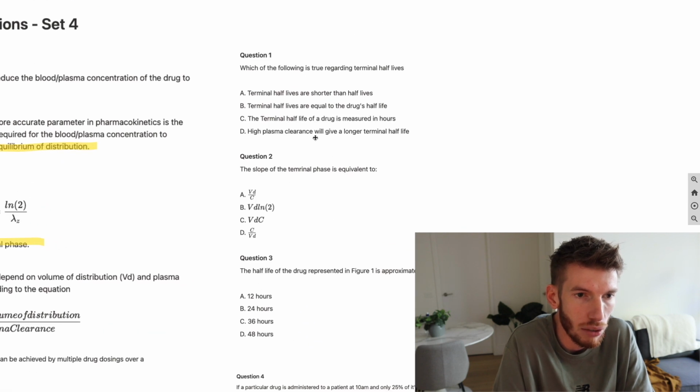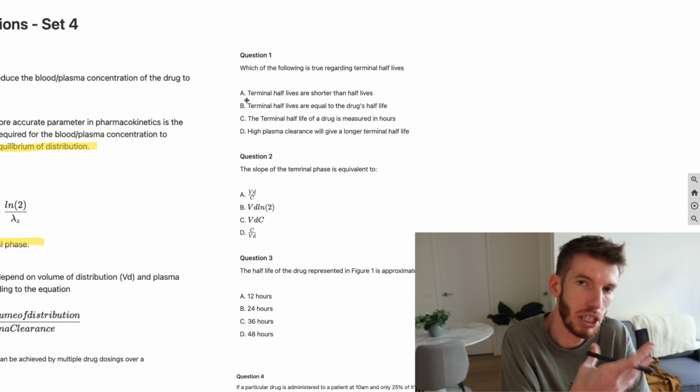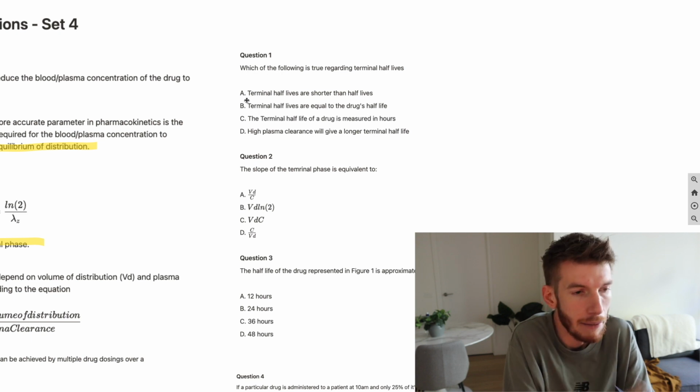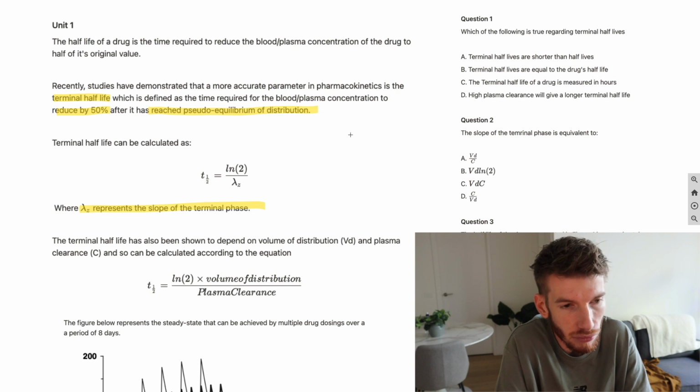So if we go to the questions now, which of the following is true regarding terminal half-lives? So we've got a bunch of different statements. I'm just going to go through and check the validity as we go through each one. So terminal half-lives are shorter than half-lives. So obviously that's to do with this terminal half-life formula here, either this one or this one. And there was nothing in there really about them changing.